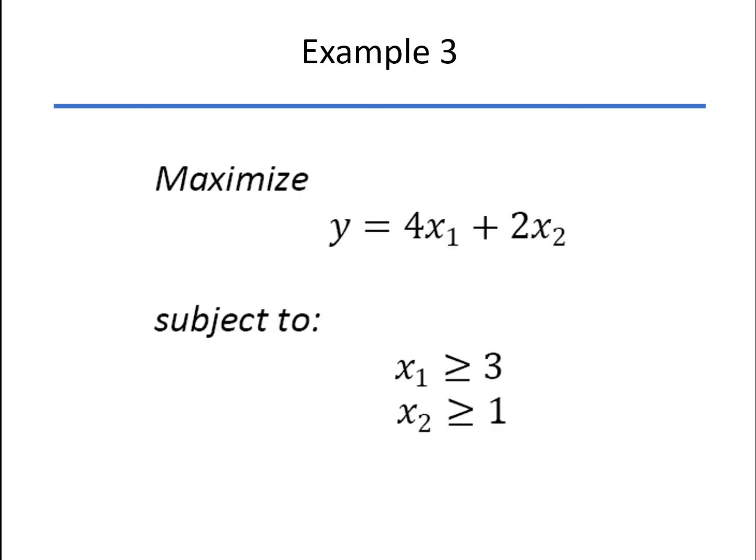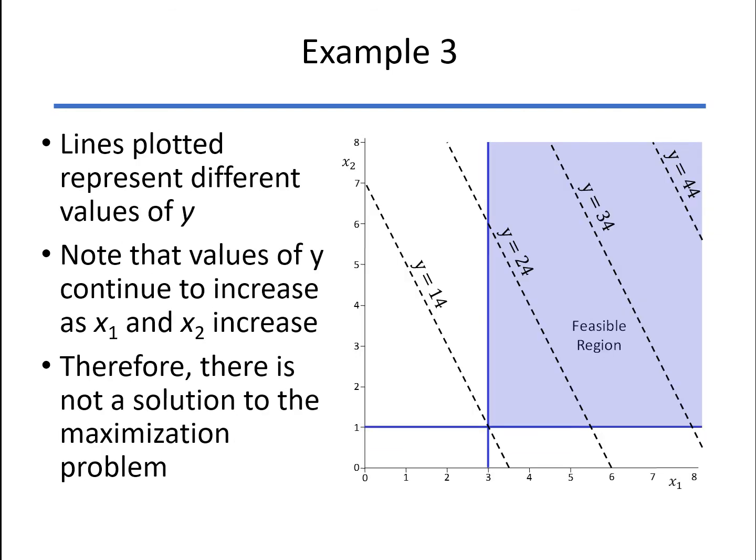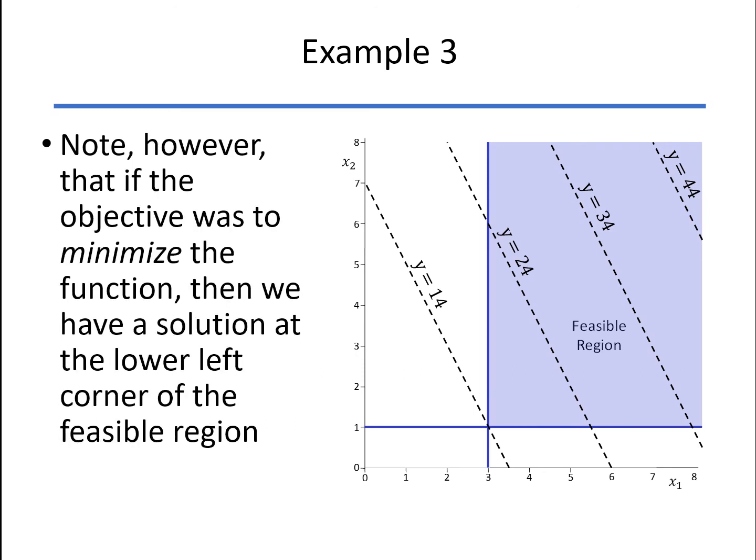And finally, one more: if I remove one of the constraints, then that's going to be an unbounded region. And so my values of y keep going up as we go to the right. So there's not a solution to the maximization problem. But if I wanted to minimize that function, you could see once again that corner point does present me with the minimum. So we're not going to actually do any graphical problems like this.